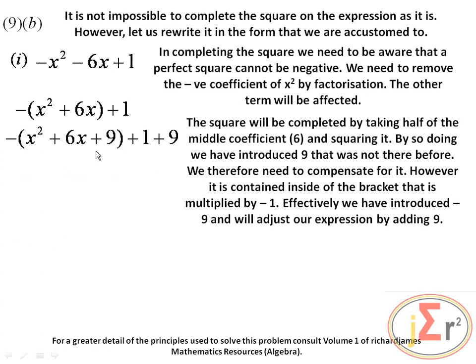That means, since the 9 was not there before, this expression, by including it, is different from the one that we have here. However, the 9 is contained inside of the bracket that is multiplied by a negative 1. Effectively, we have introduced a negative 9. Therefore, to compensate for that, we need to add 9 to the expression. And that is what we have done right here.